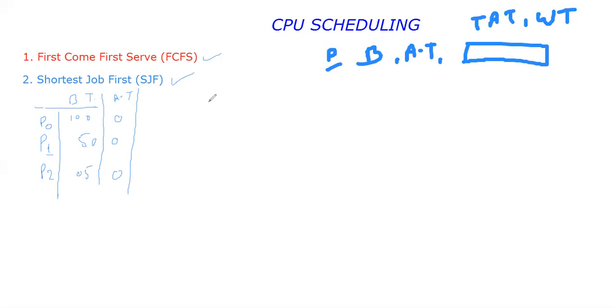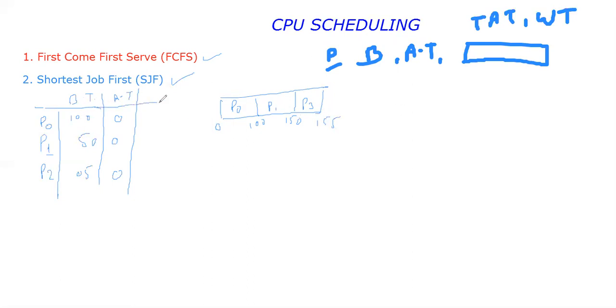But if I want to execute with respect to first come first serve, my chart will be that from 0 we process the processes in the order given. The first one will get executed first, so first of all P0 will get executed up to 100, then P1 will get up to 150, and then finally P2 will get a chance up to 155.